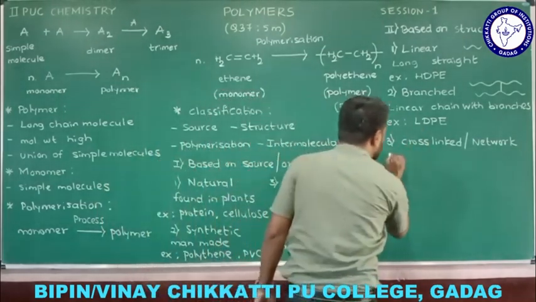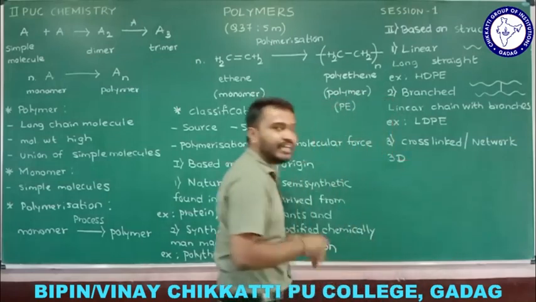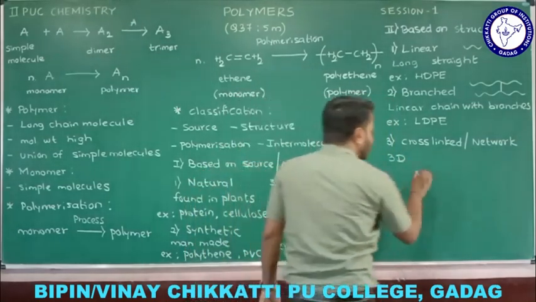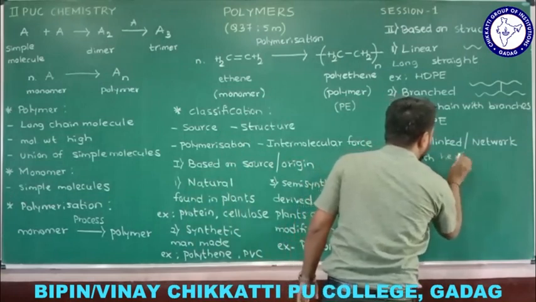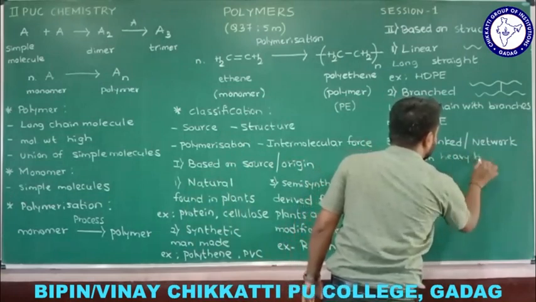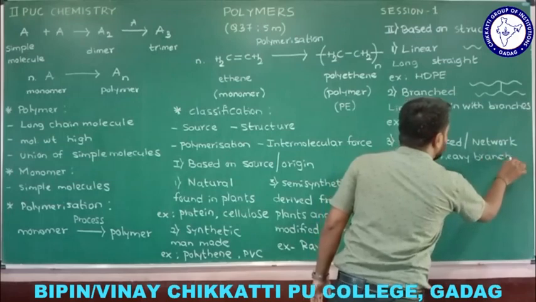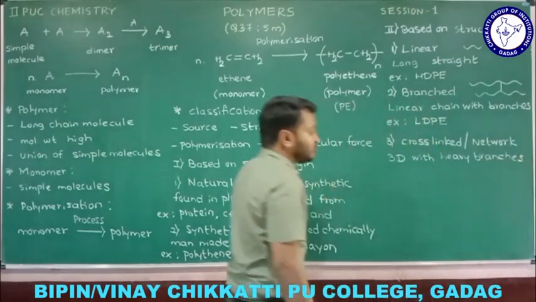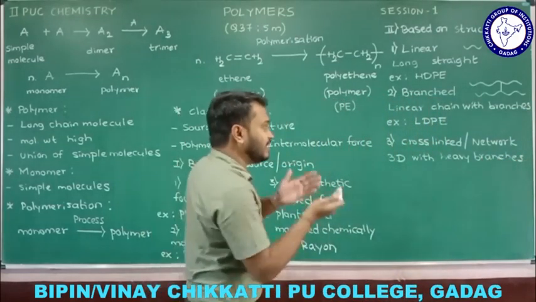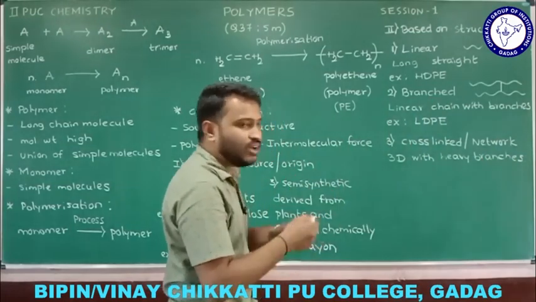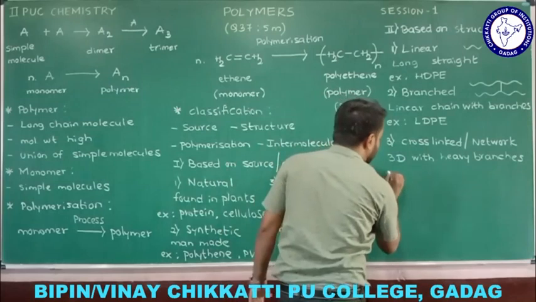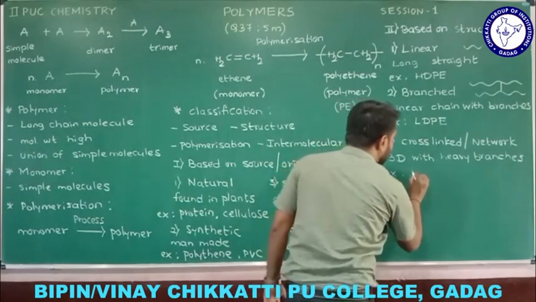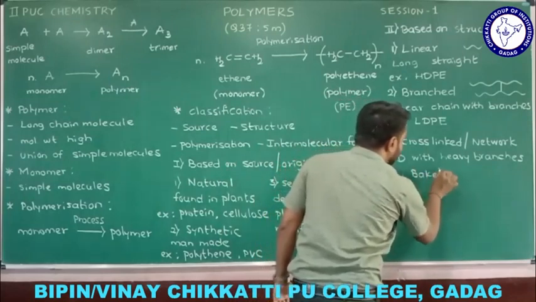In this case, the structure will be a three-dimensional structure, and we are going to see heavy branches. If there is a three-dimensional structure with heavy branches, that kind of polymer we call cross-linked, interlinked, a network kind of polymer. And one example I am going to consider is bakelite.